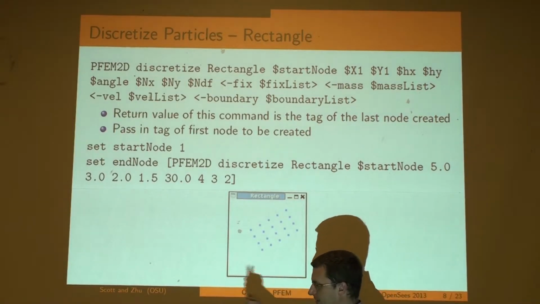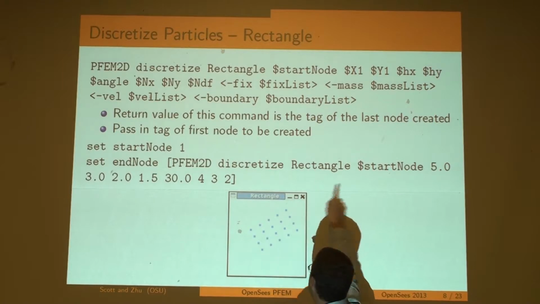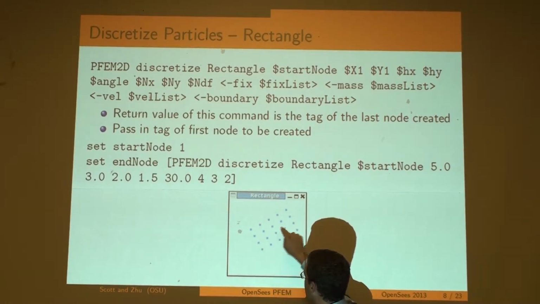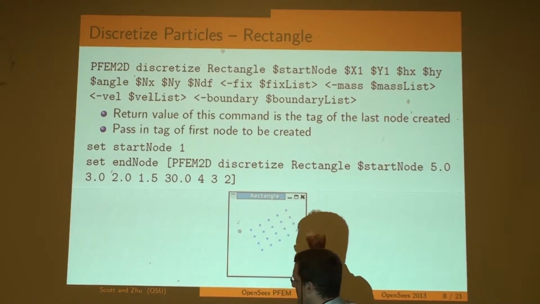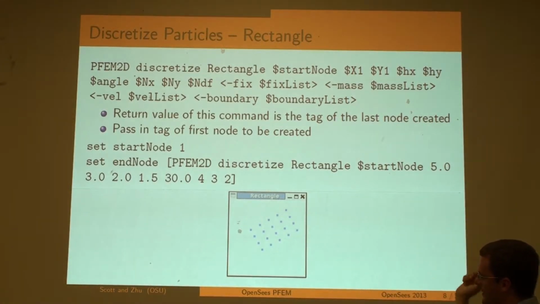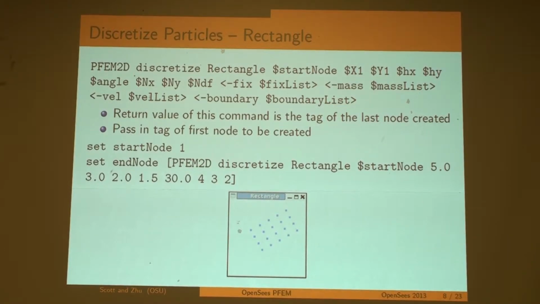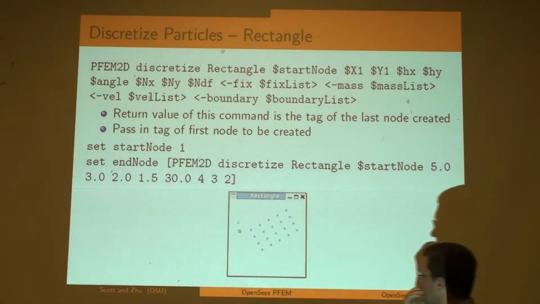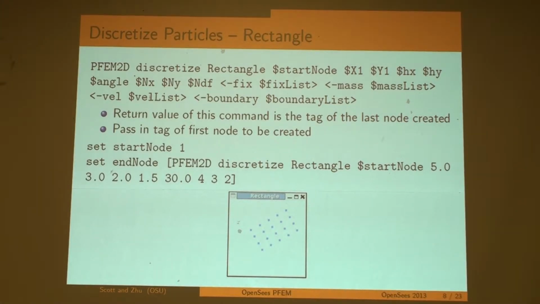Right? So it numbers sequentially from the starting node, which you supply to the command. So this is 1, 2, 3, 4, 5, and it goes up to 19 or 20. Yeah, 20. So 1 through 20. So end node will be set to 20. Okay? And we'll see why that's useful later. So this is just the particle or node positions that are created by that command.